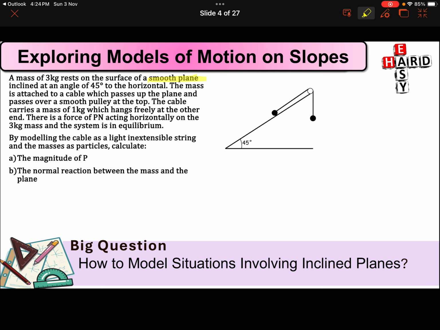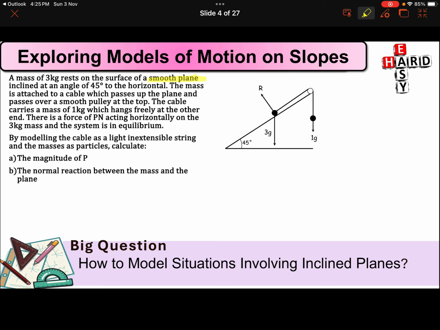and the cable carries a mass of 1 kilogram. So there is a 1 kilogram mass hanging from the pulley, and we want to include the weight, so the weight must be 1g newtons in this case. And we know there is a mass of 3 kilograms on the smooth plane. If we include the weight, it's 3g newtons.